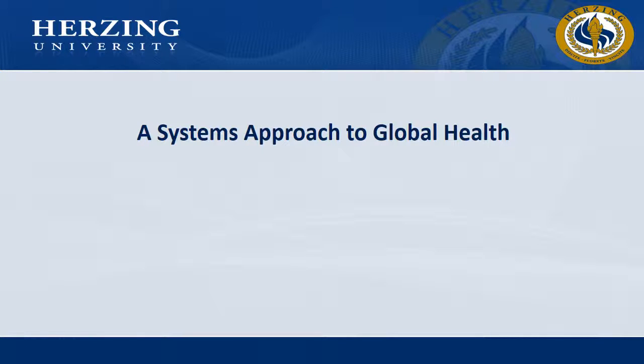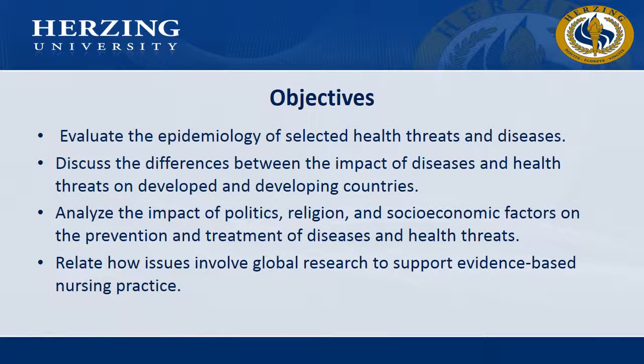A systems approach to global health. The objectives this week are to evaluate the epidemiology of selected health threats and diseases, discuss the differences between the impact of diseases and health threats on developed and developing countries, analyze the impact of politics, religion, and socioeconomic factors on the prevention and treatment of diseases and health threats, relate how issues involve global research to support evidence-based nursing practice.